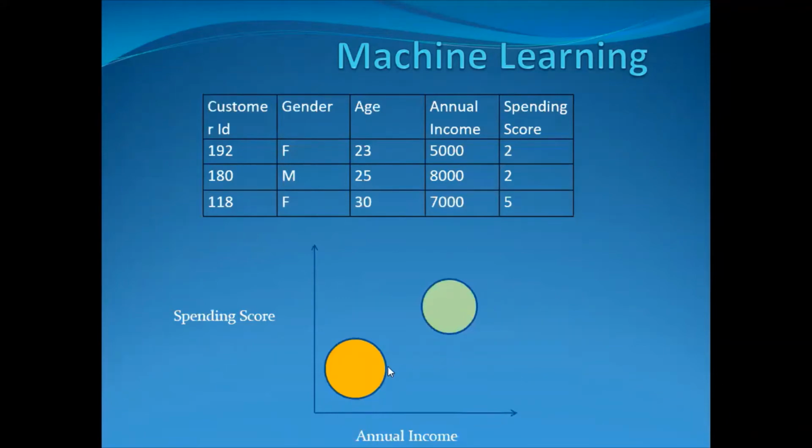For example, let's look at this graph, which is annual income versus spending score. Now, suppose the machine learning model has come up with two clusters, orange one and green one. Green one is customers with high annual income and high spending score, whereas orange circle is customers with less annual income and less spending score. Suppose we are launching a new product. Naturally, we will target customers with green circle because the chances of sales is more in that case.